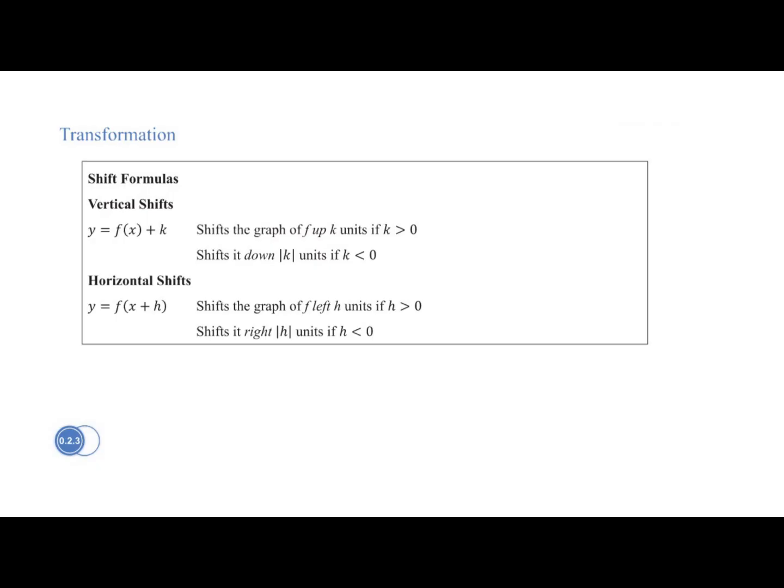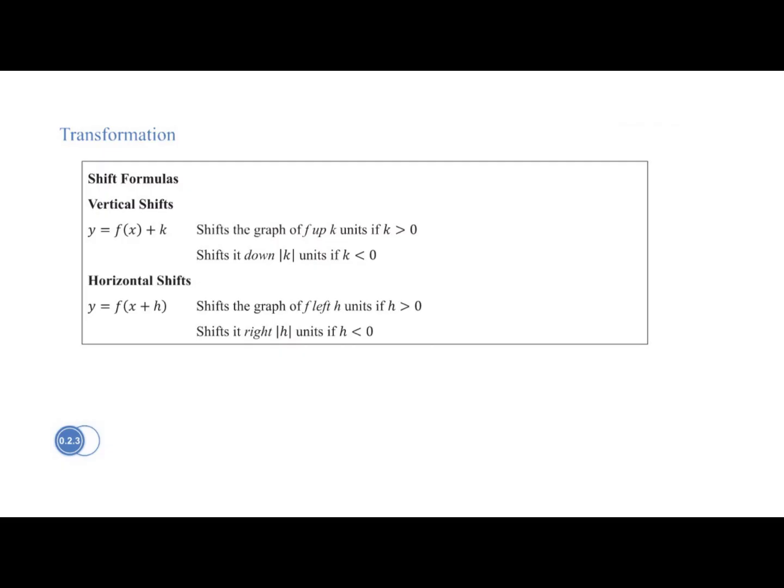0.2.3, transformation. Shifting graphs means moving the whole graph without changing its shape. For vertical shifts, we add or subtract outside the function, y = f(x) + k. If k is positive, the graph moves up. If k is negative, the graph moves down.